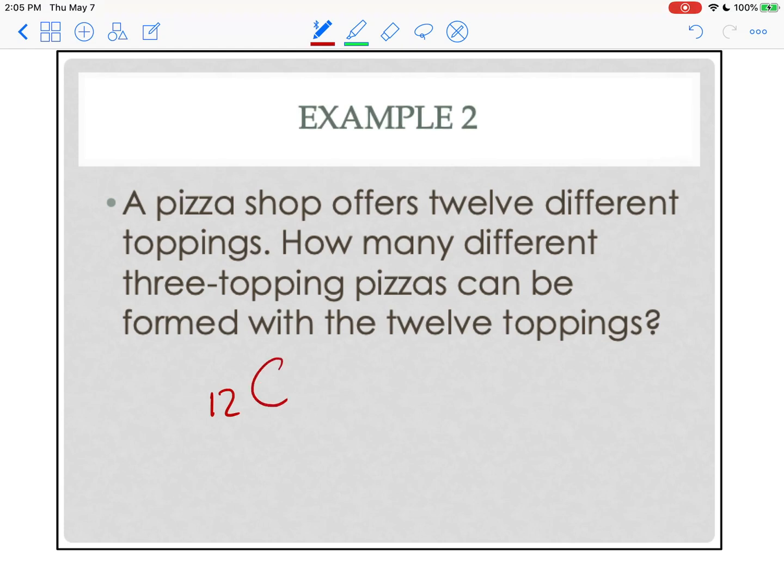And so what I'm going to do is 12. There's 12 toppings to choose from, and I'm choosing 3. How many different ways can I do this? I could also write this as 12 choose 3. I'm just going to use my calculator. Type in 12C3, and I get 220. So there's 220 different pizzas I can make from those 12 toppings if I'm choosing a 3-topping pizza.